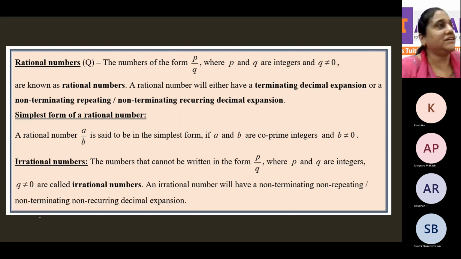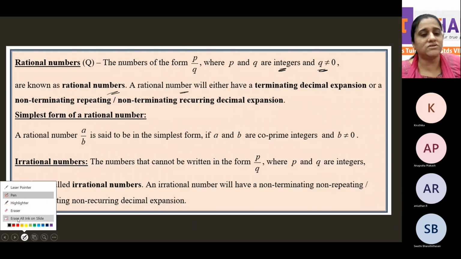Okay. So integer by integer is a rational number. The numerator integer can be 0, but the denominator integer should not be 0. That is a rational number. So how do you define a rational number? The numbers of the form p by q, where p and q are integers and the denominator q is not equal to 0, are called rational numbers. Okay, and a rational number will either have a, okay, we'll come to that later.